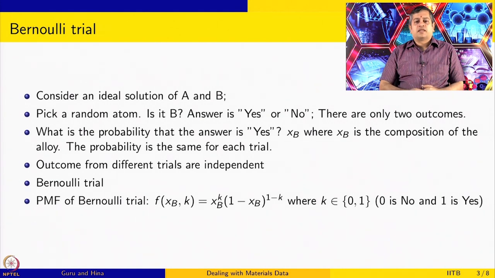So 1 minus XB will have 1 minus k in the exponent. Because k is 1, that is 0, so that will give you 1, so you will get XB. If it is not a B atom, then because k is 0, XB to the power 0 will become 1. So (1 minus XB) to the power (1 minus 0) will become 1 minus XB. So that is the probability of finding a non-B atom in an alloy of composition XB. So this is a Bernoulli trial.